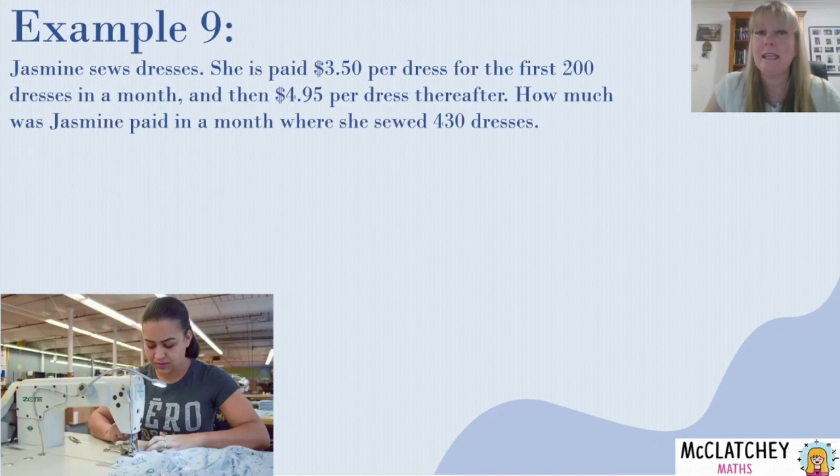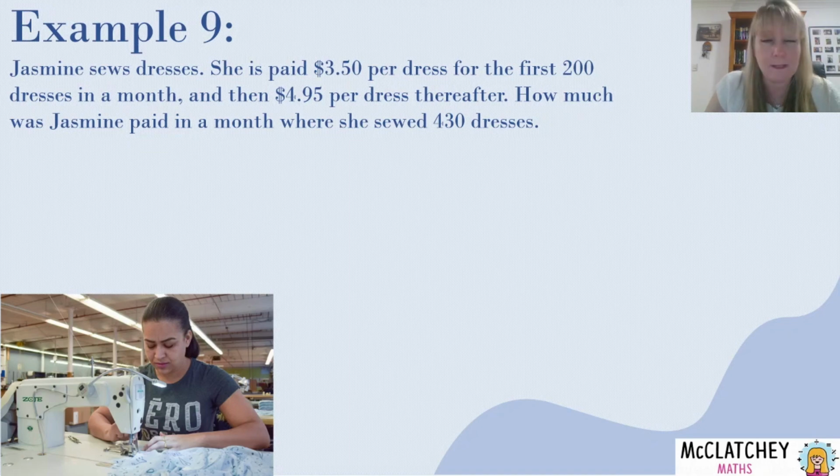And my next example today, Jasmine sews dresses. So something like this is also usually paid by piecework. She's paid $3.50 per dress for the first 200 dresses that she makes in a month, and $4.95 for every dress that she makes after that. How much was she paid in a month where she sewed 430 dresses?